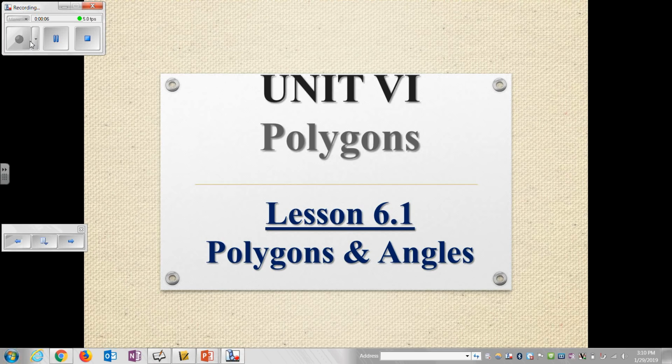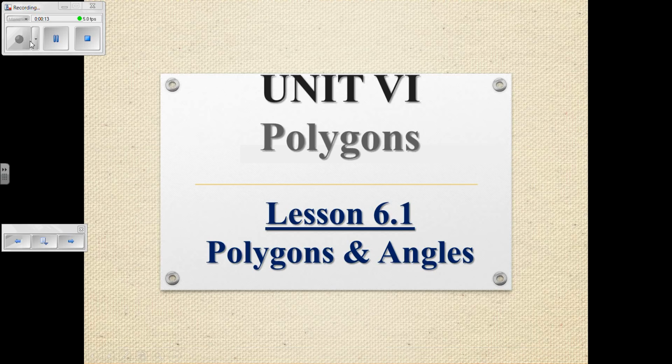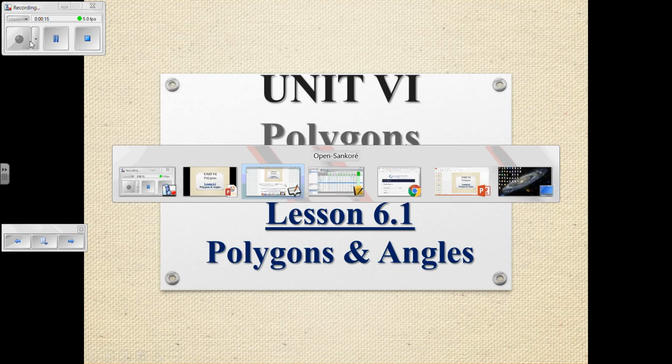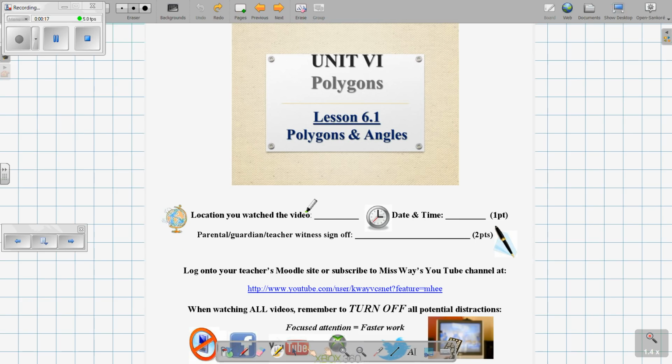Students, this is Unit 6, Polygons, Lesson 6.1, Polygons and Angles. Taking a look at this page, don't forget that you have a date, time, and location, as well as a parent or guardian sign-off.